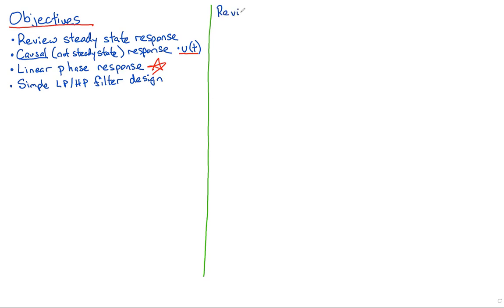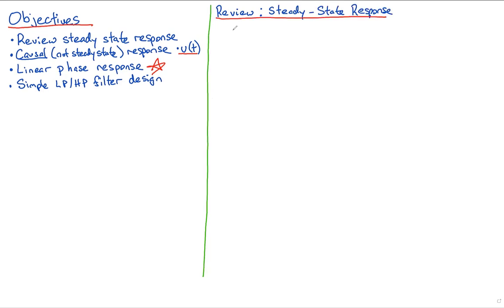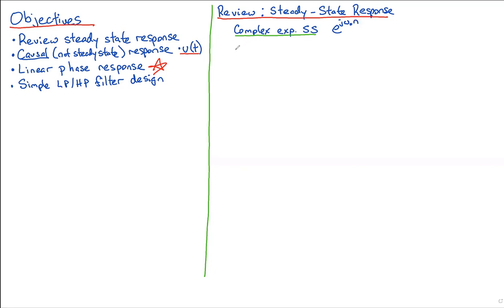So let's begin with a review of the response of a discrete time system to an infinitely long steady state input. Last class, we talked about one particular type of steady state input, which is the complex exponential steady state input. In general, the input looks something like e to the j omega naught times n, at some specific frequency. So let me give an example.